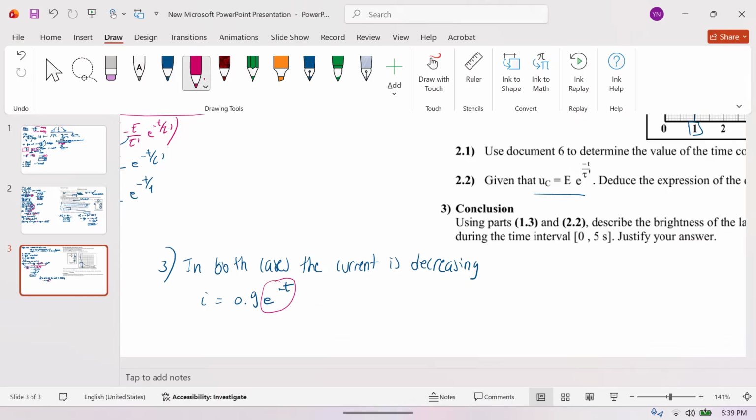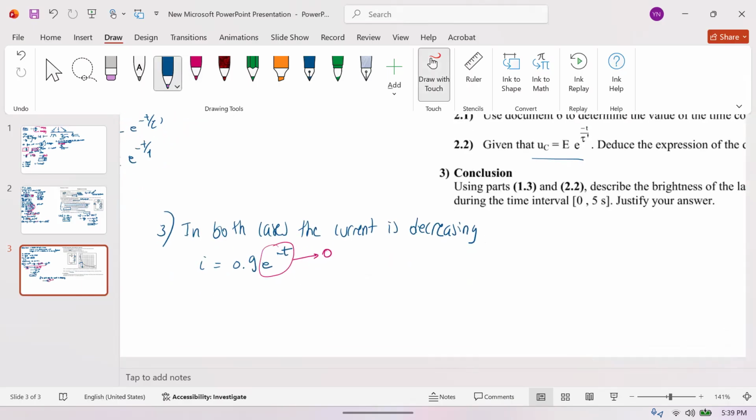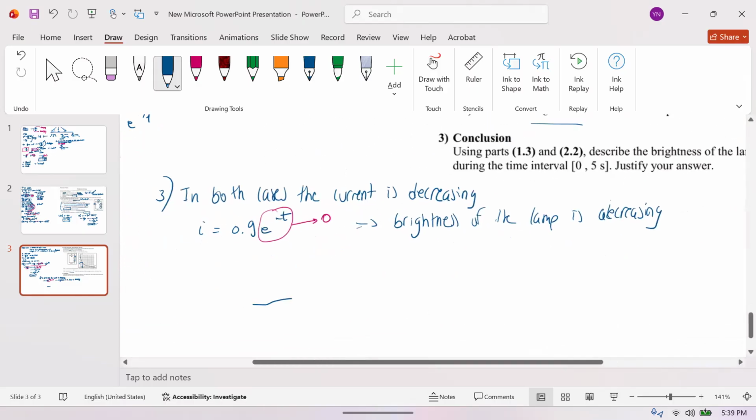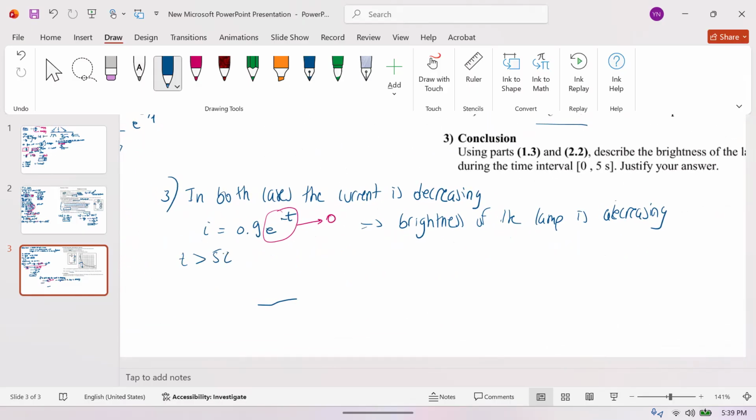Every time the time increases, the exponential will be going towards 0, right? Because if the time is getting huge, e to the power minus something huge will approach 0, okay? So in both cases, the current is decreasing. So the brightness of the lamp is also decreasing. As simple as that. Okay? And after the time t of 5 tau, after we get to the permanent phase, in both cases, the lamp will be turned off.